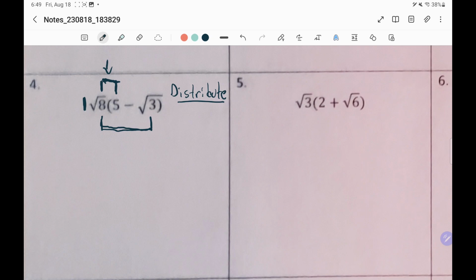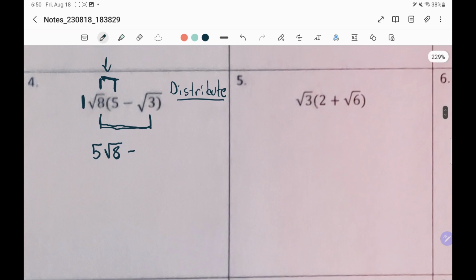So I'm going to go ahead and multiply 1 times 5, which is 5. Alright. And then I'm going to go ahead and write my square root of 8, because I don't have anything on the 5 to multiply with the 8. And then I'm going to multiply the square root of 8 with the negative square root of 3, which is going to give me, obviously, negative square root of 3 times 8. Perfect. Now we're just going to have to go ahead and simplify.